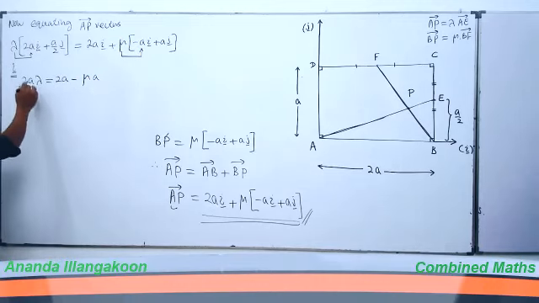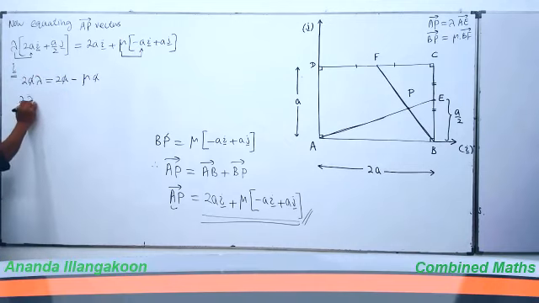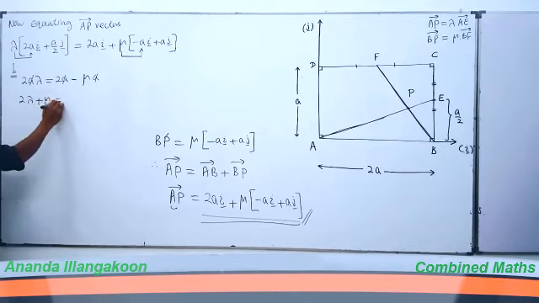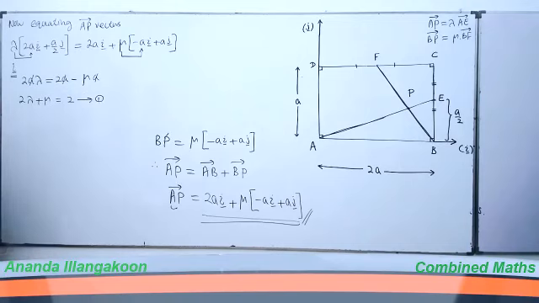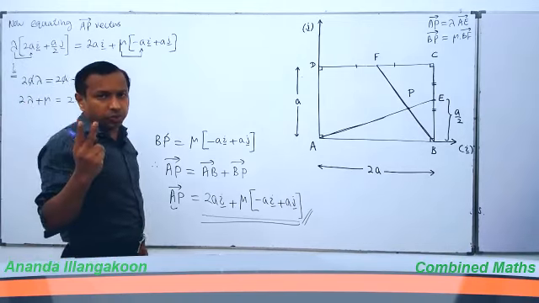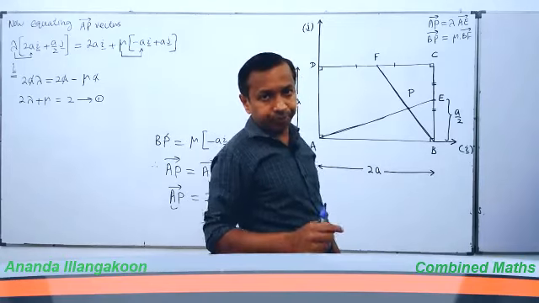Now people, you can cancel this a on the left and right. Bring this mu to this side. Here we have 2 lambda. Once you bring this side, we get plus mu. This equals 2. Let us take this as number 1, because there are 2 unknowns, lambda and mu. Then we should have 2 equations involving lambda and mu.